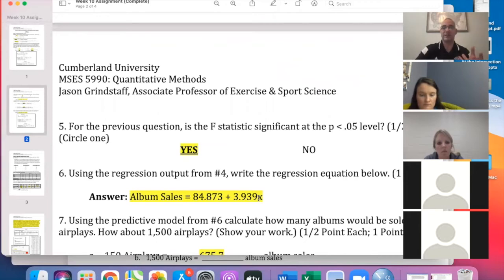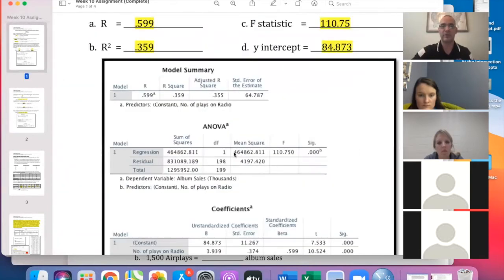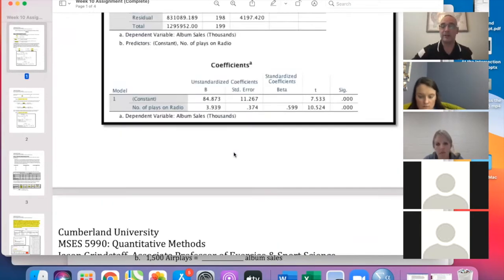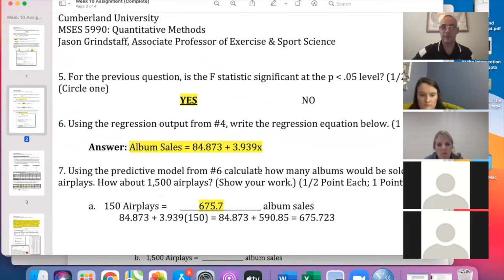3.939x. So in this case, what is our independent variable? What were we measuring up here? What was our independent variable for number 4? What's predicting album sales? The number of plays on the radio. Number of airplays. So what this is saying is that we have a constant of 84.873, that's our y-intercept, that for every 1 airplay, we see an increase in this component of the formula of 3.939. So that's what we're doing for number 7.